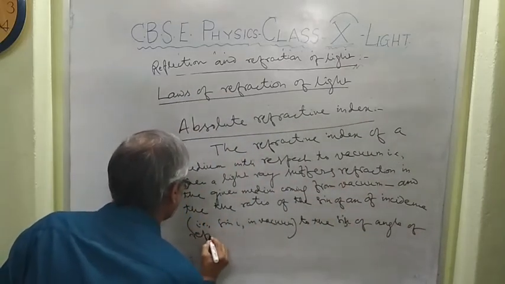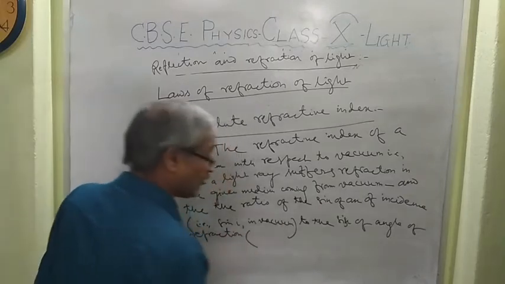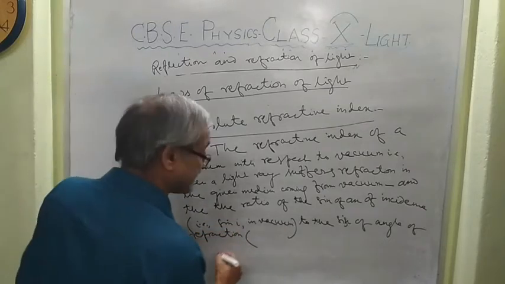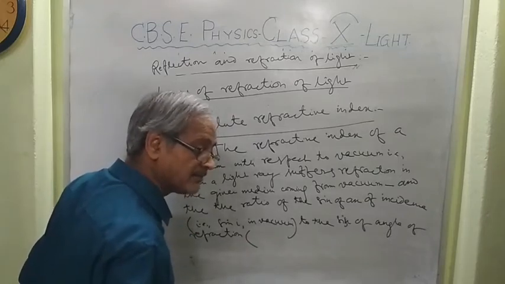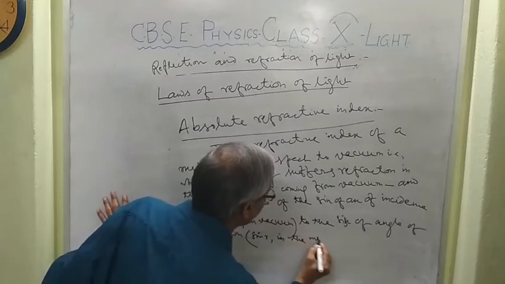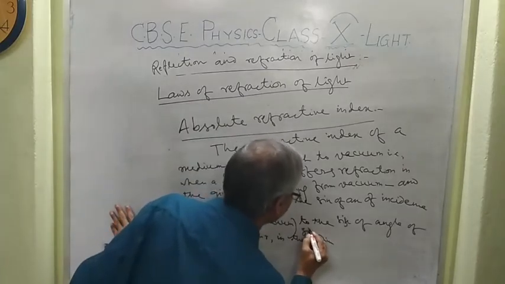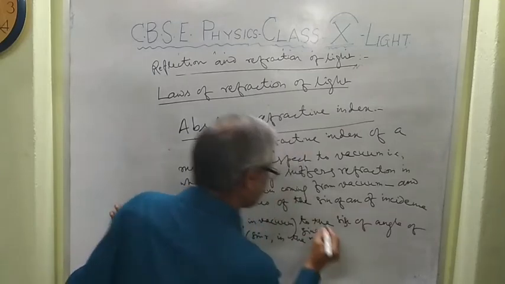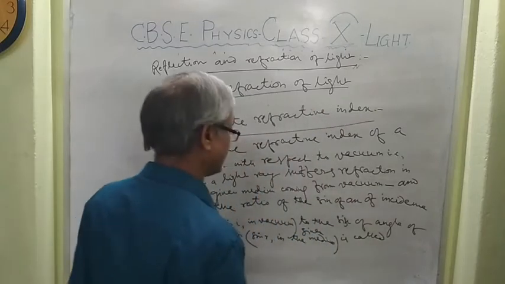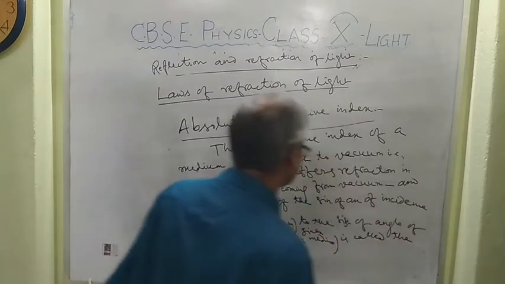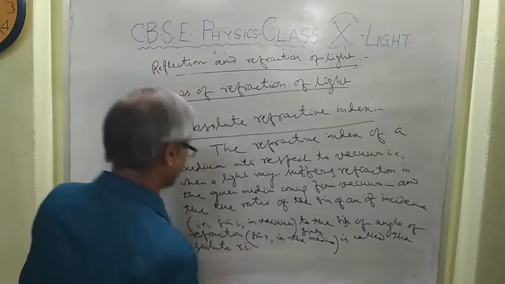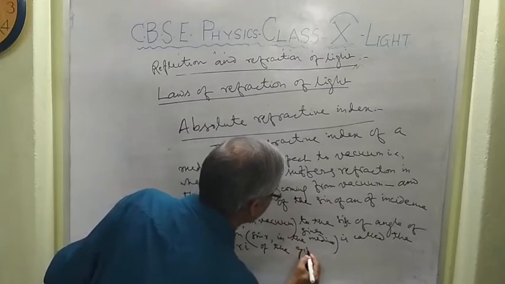that is sin r, where i is the angle of incidence in vacuum of the incident ray, and r is the angle of refraction, sin r being in the given medium, is called the absolute refractive index. Absolute refractive index is symbolized as RI of the given medium.